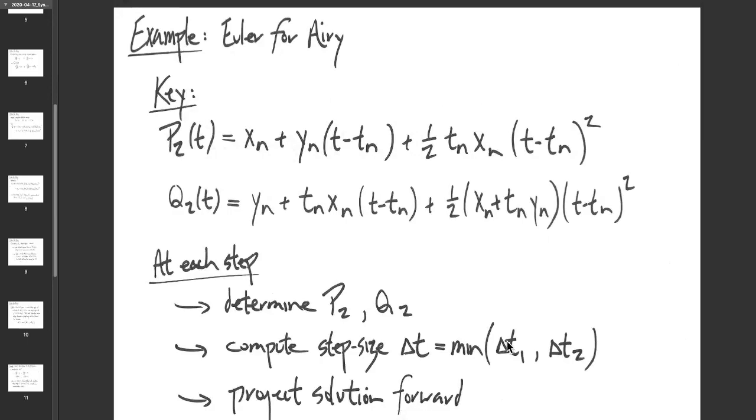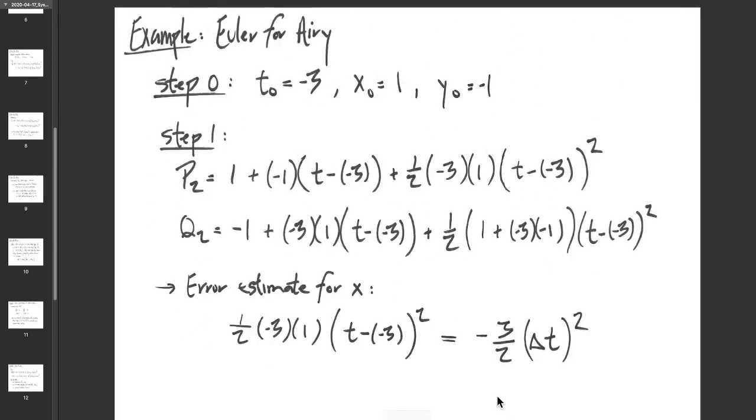So again, the keys here will be in that local Taylor approximation for x, which I'm calling P2, and for y, which I'm calling Q2. And then just remember what we do at each step. First, we determine what P2 and Q2 look like for the current step. We compute the step size we need to take that'll keep us within our error bound, and then we project the solution forward.